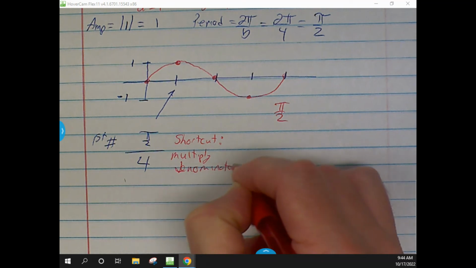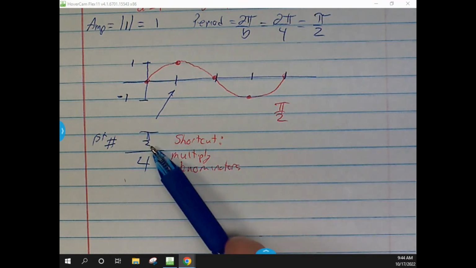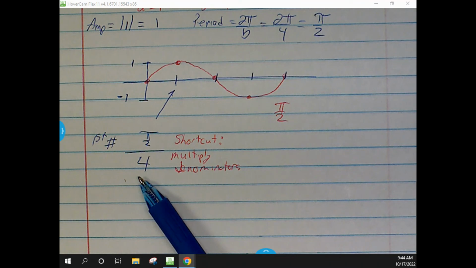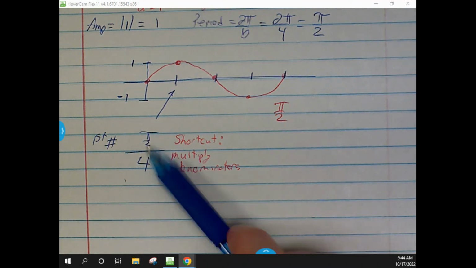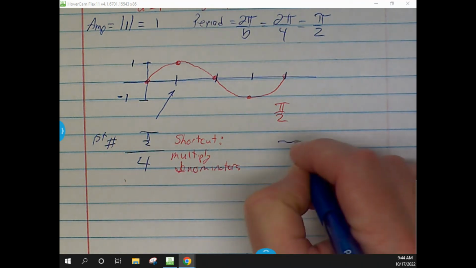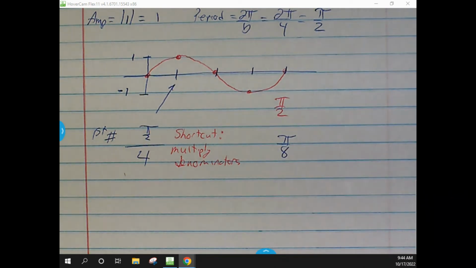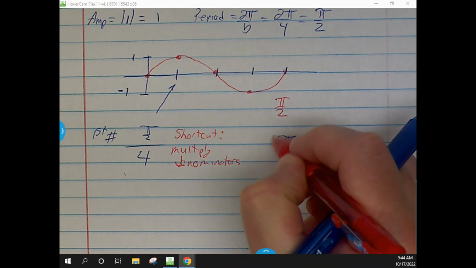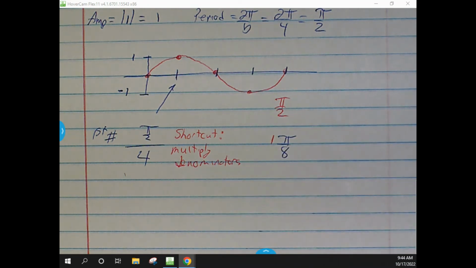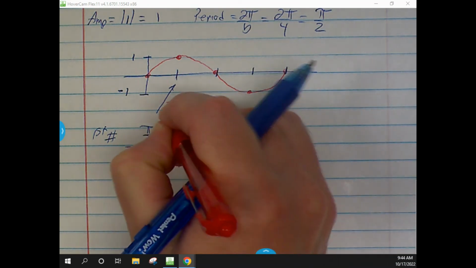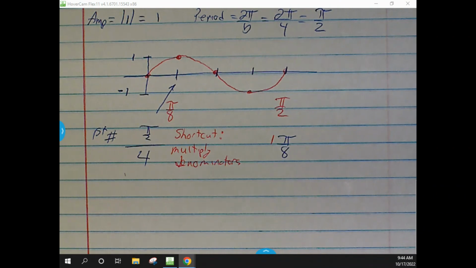So any of these that you happen to wind up doing, if you wind up with pi over something over 4, because we're going to divide it by 4, the shortcut is just multiply your denominators together. So just pi over 8. Now again, technically, it's 1 pi over 8. Up here, we're just going to put the pi over 8 because we need it there.